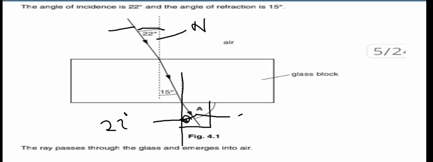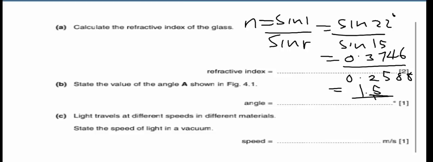So the angle here is going to be what? 90 degrees. Now from this 90 degrees, we are just removing this angle here, which is 22 degrees. So we can say 90 degrees minus 22 degrees. Then the answer is going to be 68 degrees. So this one is our answer.